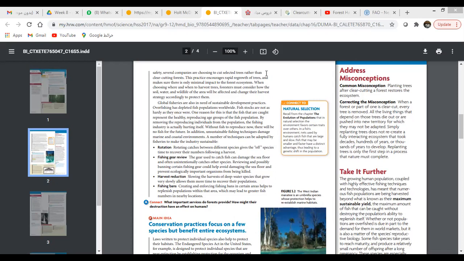or those responsible for the forest, choose when to cut the trees and where, which type of trees they should choose, and when to cut them. Which is better for the tree, to cut them in the summer or in the winter? They study how they grow. They choose where and when to harvest the trees. The forest must consider how the soil.